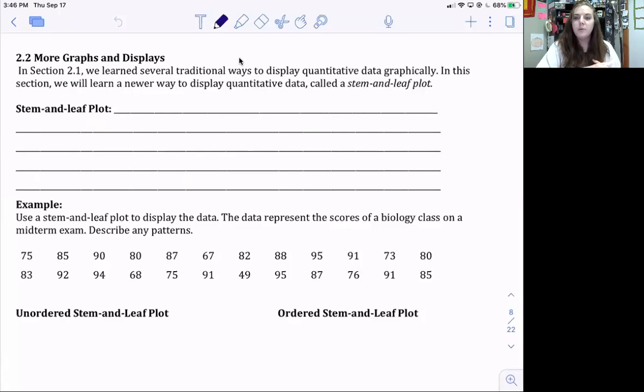Okay, so in 2.1, we looked at graphs for frequency distributions. We have other quantitative graphs we can make. So that's what we're going to look at in 2.2. The first one we're going to look at is a stem and leaf plot. And this is an example of an exploratory data analysis.